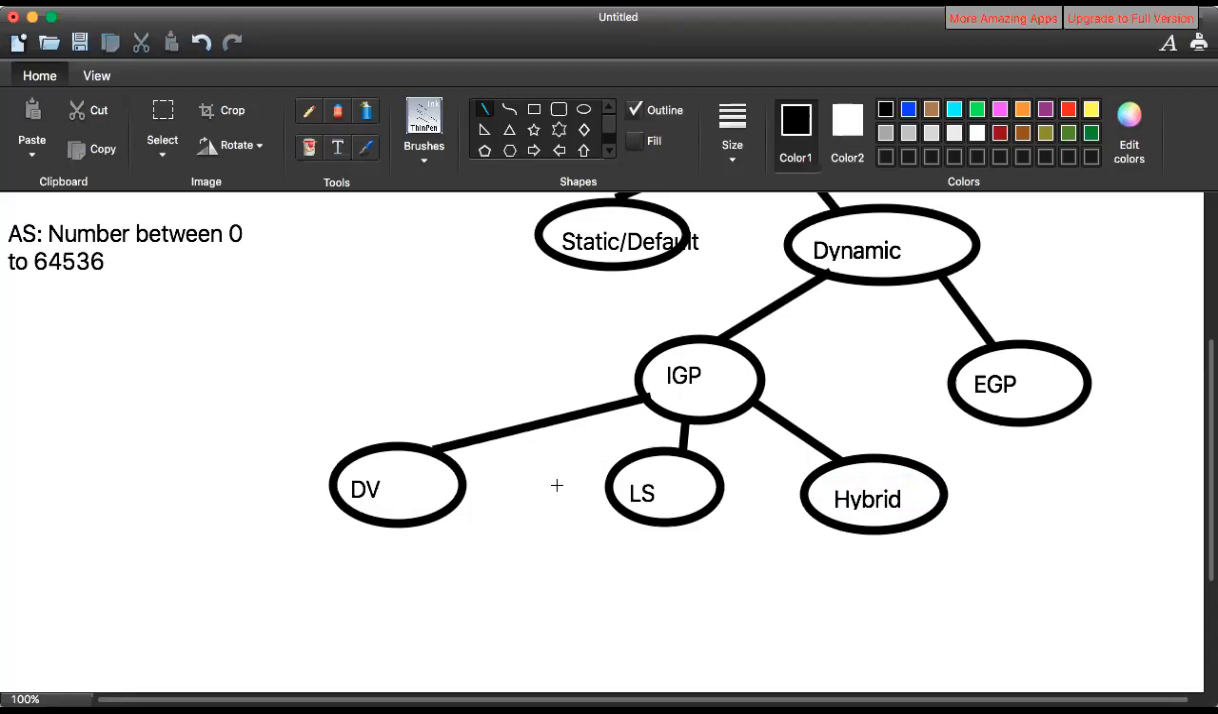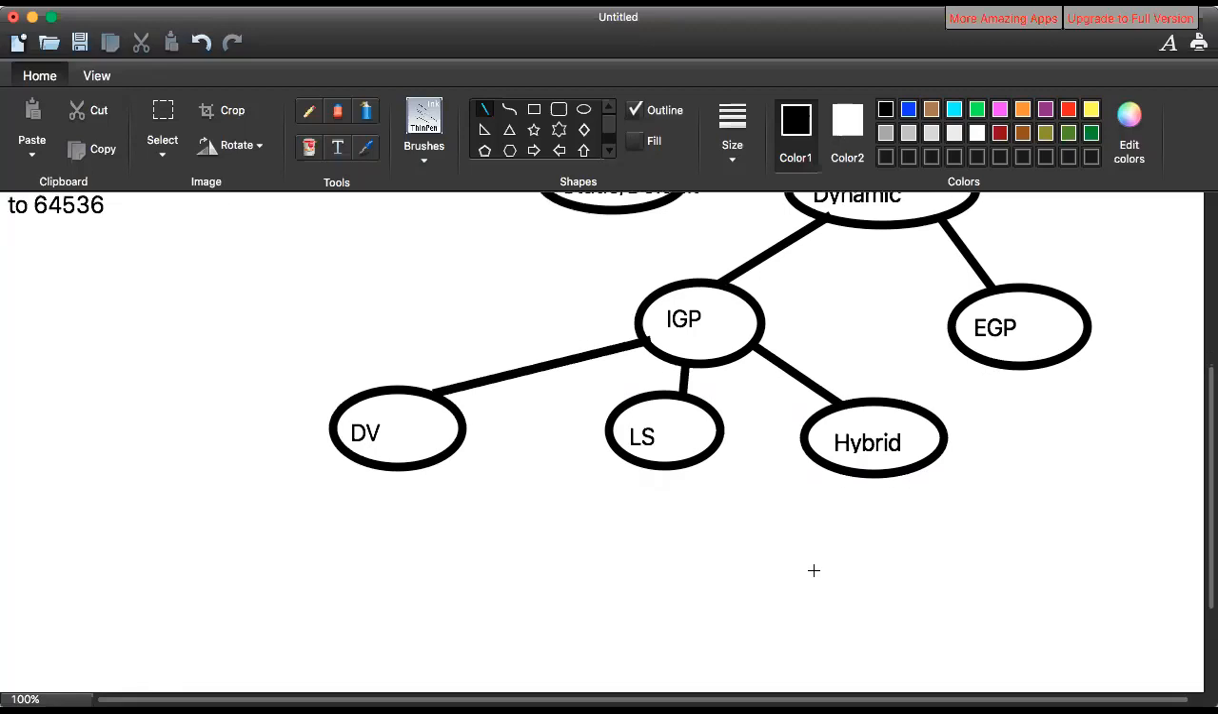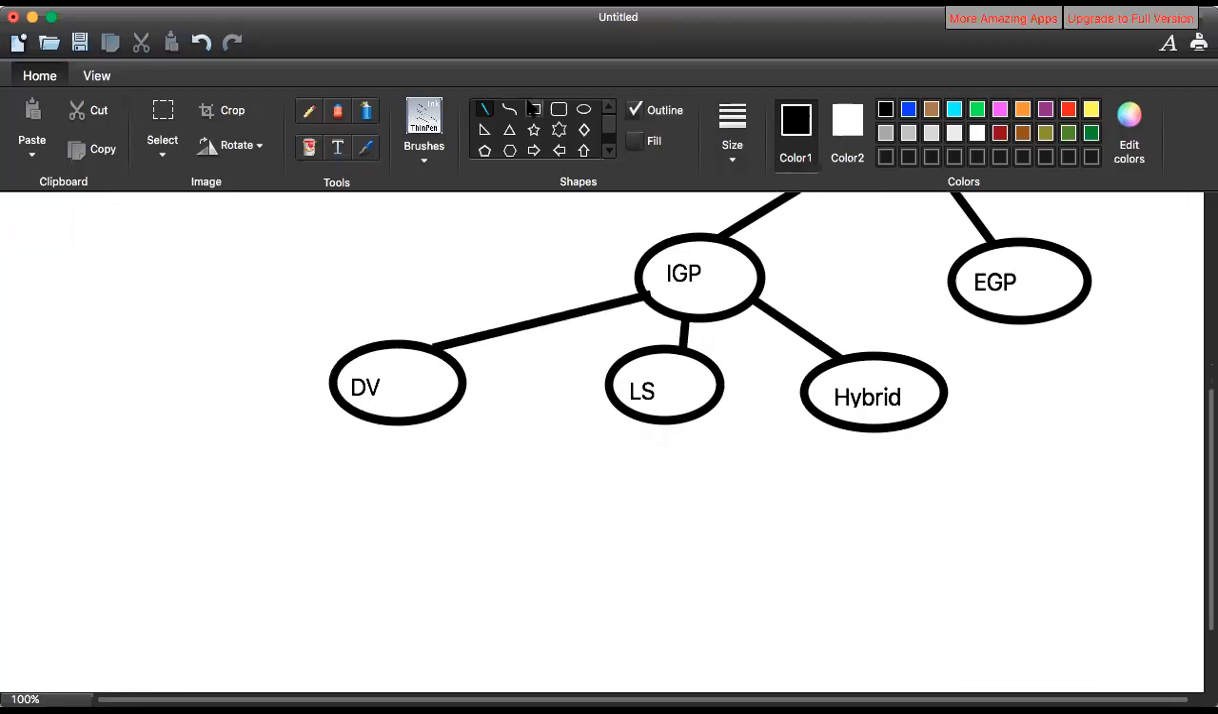If a protocol is of type distance vector, the best path selection happens based on the hop count. When it is link state, the best path selection happens based on the calculated metric of the link. And hybrid is the combination of distance vector and link state both. Again, not going to get into too much detail. And then these are the protocols we have.